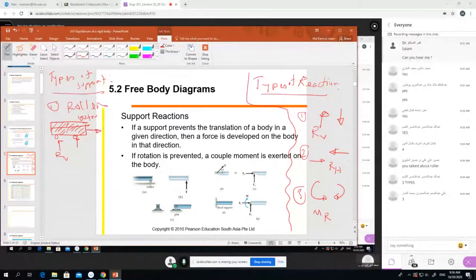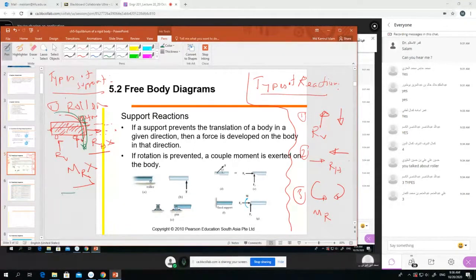But if you push or pull, it cannot resist. It will start to move to that side. So there is no RH. It cannot give us a horizontal reaction. Also, if you try to rotate it in this direction, it cannot give us a rotation reaction, because it will start to rotate and fall down. So there is no moment reaction.